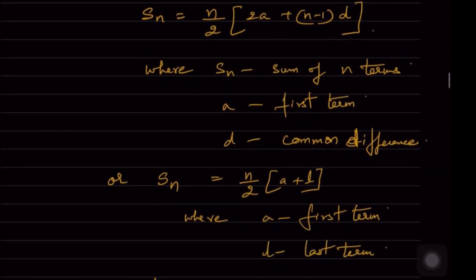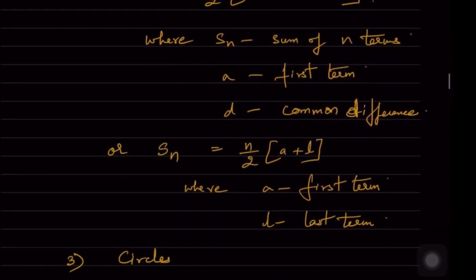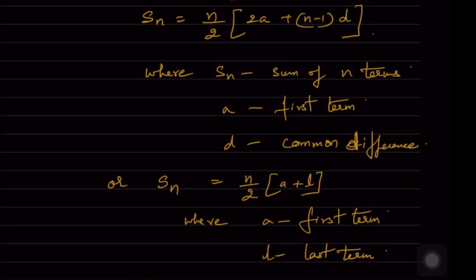Or you have one more formula used for this, where you can just write it as Sn, the sum of n terms. If you have the first and the last term, directly you can use this formula. Sn is equal to n by 2 into (a plus L), where a is the first term, L is the last term. So you can use either of these two.